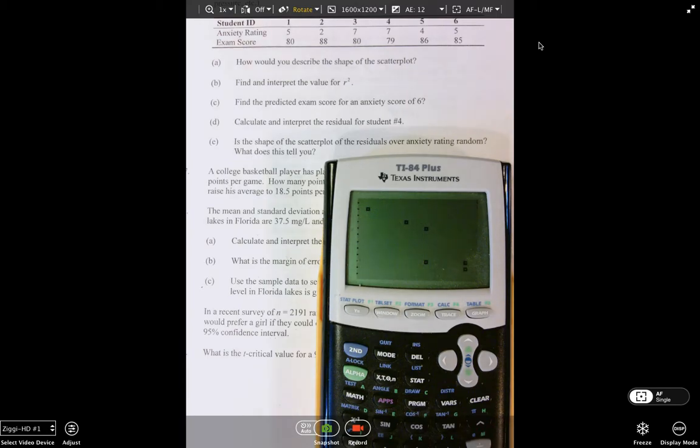And when we describe the shape of a scatter plot, oh my goodness! I'll tell you what. On that account, I'm going to take a drink of coffee.